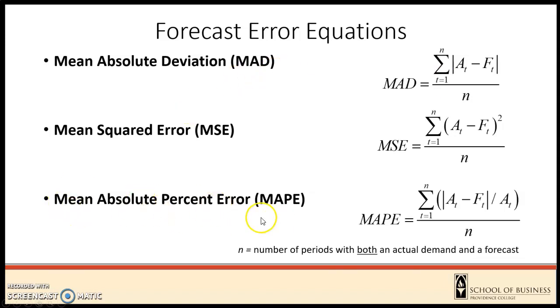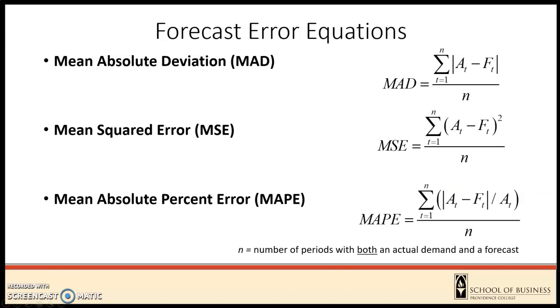The mean absolute percent error, the MAPE, is going to give us a percentage error. If you look at it, the only difference between MAPE and MAD is that we're dividing this one by the actual demand. So that's going to give us a percentage deviation.